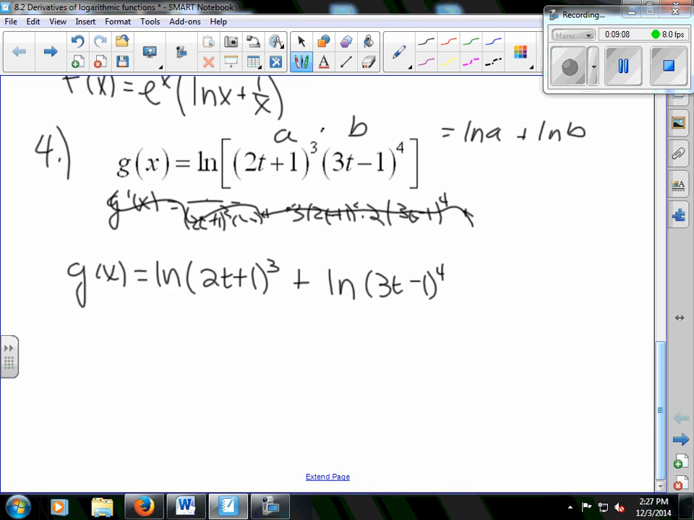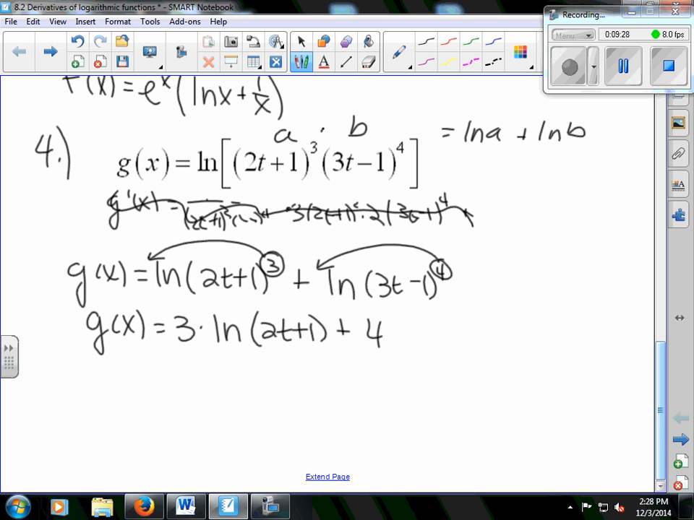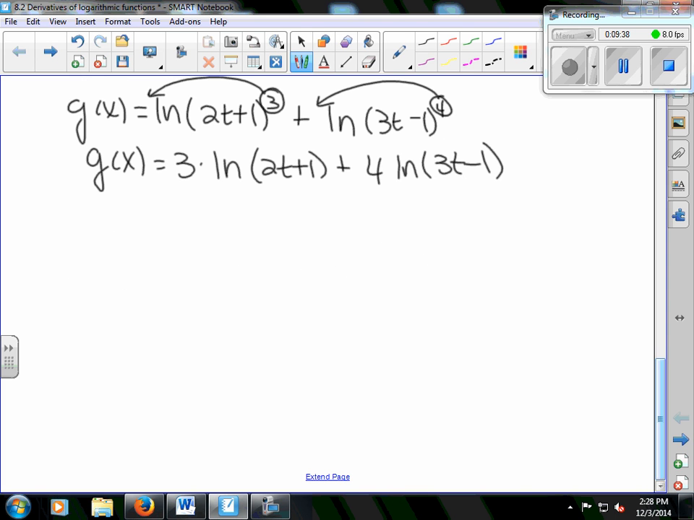Also, we have a power rule for our logarithm properties, which tells me that I can take this 3 and just move it to the front. Remember that property? You can put exponents in the front. That's one of the ways we solve. It makes things simpler. So this is 3 natural log of 2t plus 1 plus 4 natural log of 3t minus 1. This g of x is a much easier version to take the derivative of.